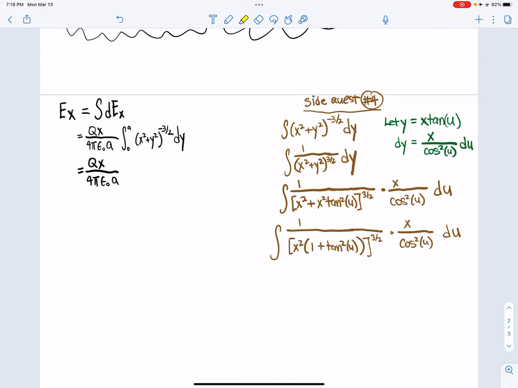So I'm going to distribute this power to this term and this term, okay? Then I would get 1 over x squared to the power of 3/2, which would just be x cubed, right? Because the 2's would cancel out. And then times 1 plus tangent squared of u to the 3/2, right? Because in this case, the squared and the 3 over 2, the 2 in the denominator would cancel out, right?